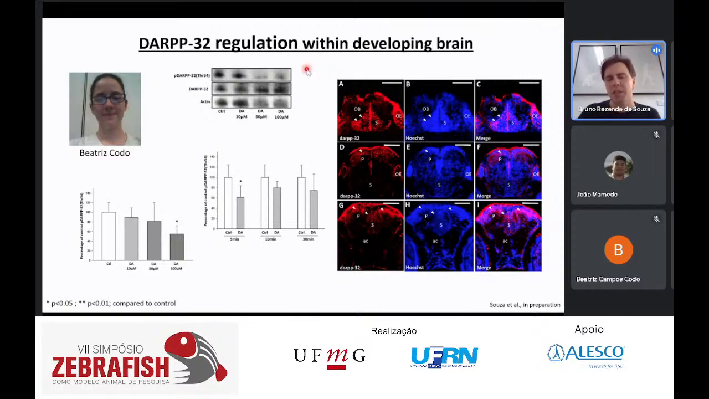And another thing that we checked is where DARPP-32 is expressed. And we can see there's a lot of DARPP-32. Here, in fact, it's confocal. So we can see the protein of DARPP-32 in the subpallium and in the pallium as well, and in the dorsal part of the pallium and subpallium as well, which is very similar to humans. So in mammals, we have the expression of this gene in the same regions as in zebrafish.